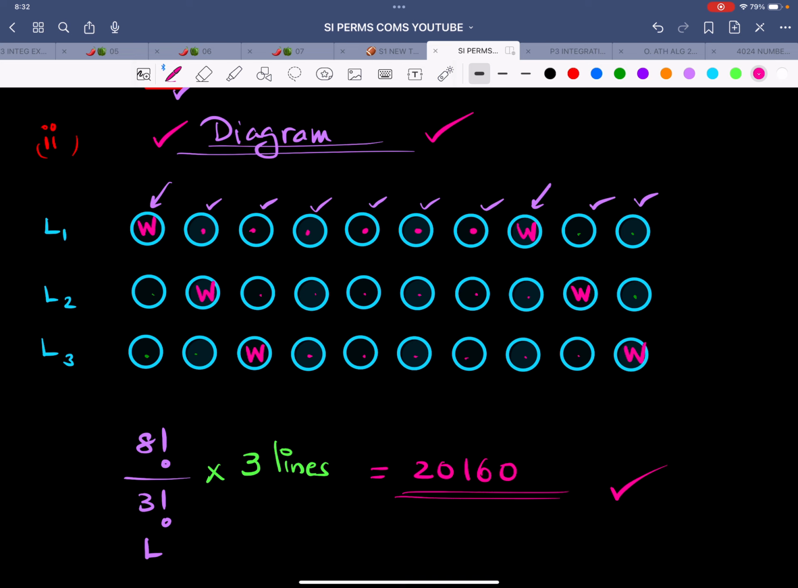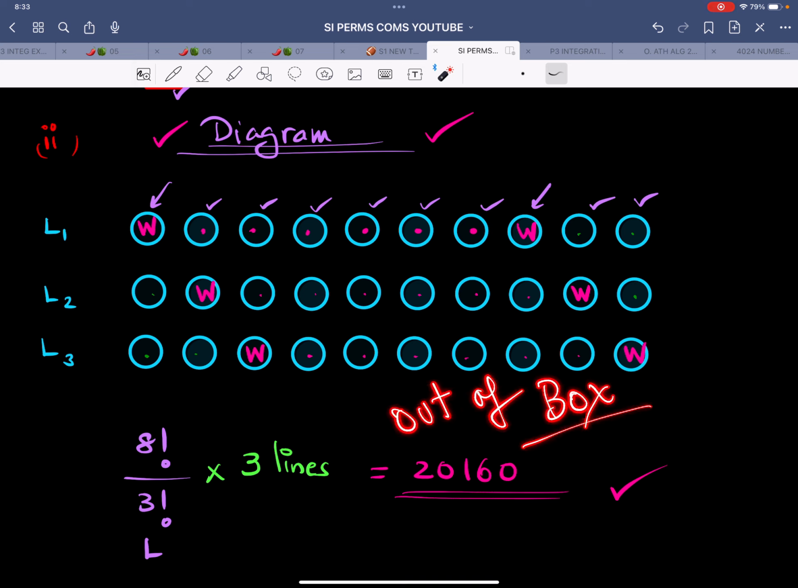So the crucial part in this question is that diagrams are a must in such a different kind of question, in which you have to draw a diagram because it is out-of-the-box thinking.